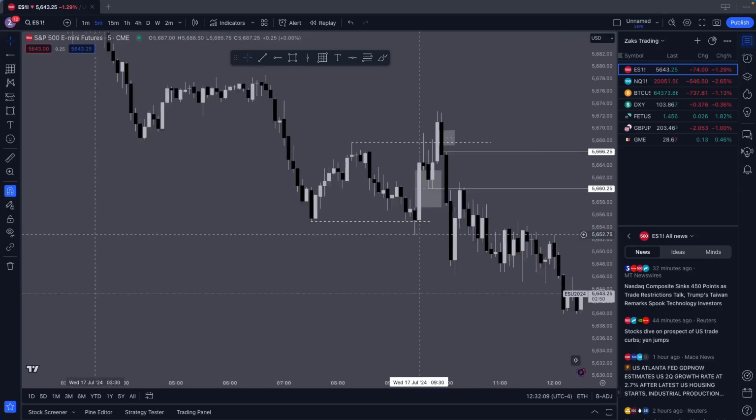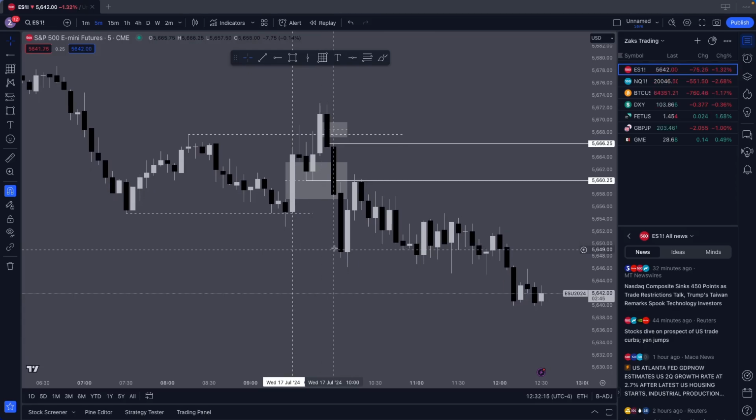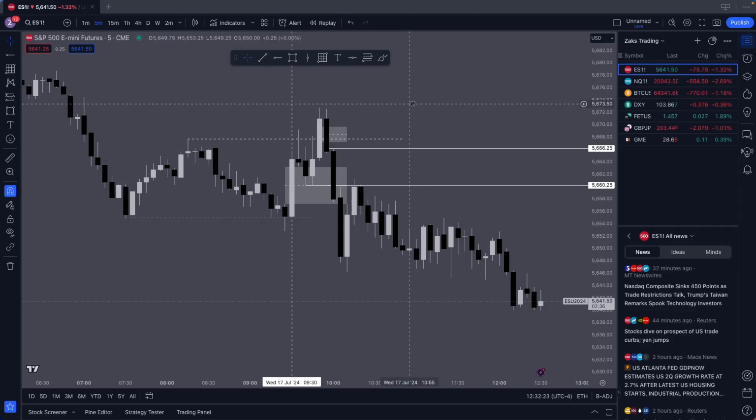and we rejected this 5 minute fair value gap with this candle. I think this was where I entered. I'll quickly get my trade up now, and I'll show you my trade.